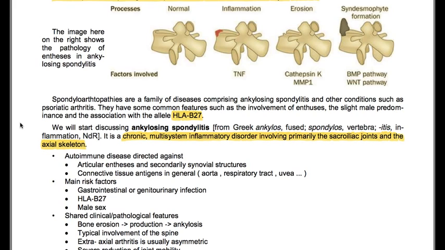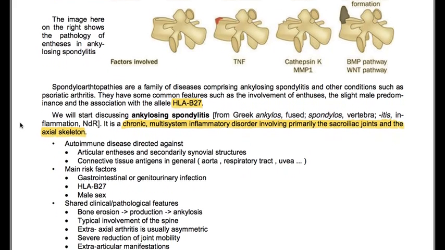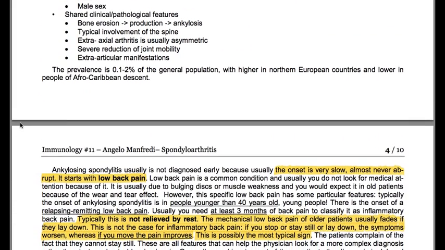The shared clinical pathological features are bone erosion, which leads to production, and ankylosis. Typical involvement of the spine, extraaxial arthritis is usually asymmetric, severe reduction of joint mobility, and extraarticular manifestations. The prevalence is 0.1 to 2% of the general population, with higher in Northern European countries and lower in people of Afro-Caribbean descent. Ankylosing spondylitis usually is not diagnosed early because usually the onset is very slow, almost never abrupt.